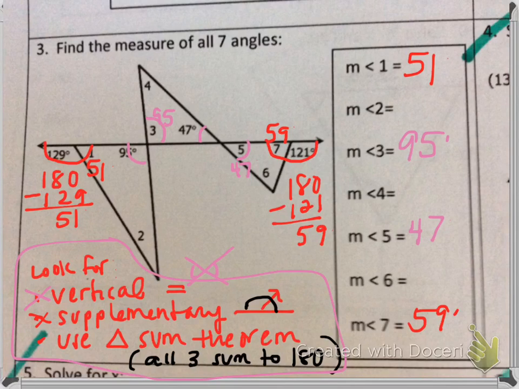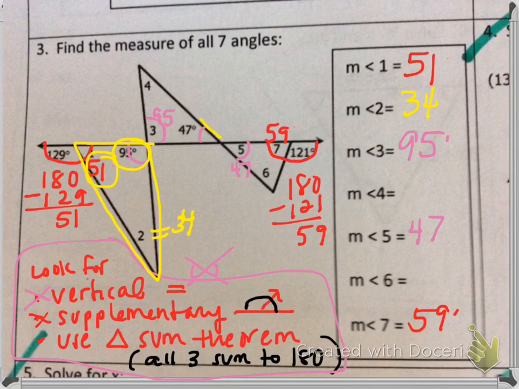Finally, we're going to use the triangle sum theorem, and as long as we know 2 angles of a triangle, we can find the third because all 3 add to 180. So for this triangle here, we could find angle 2 because we have 95 and 51. If you add 95 and 51 and subtract from 180, you get angle 2, which is 34 degrees.